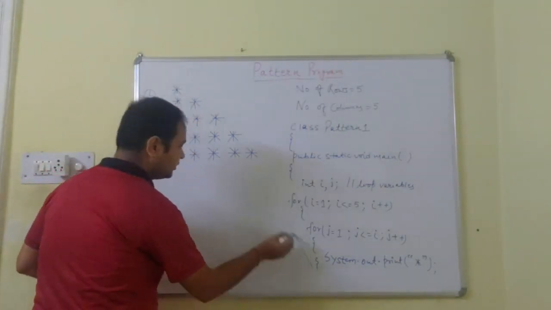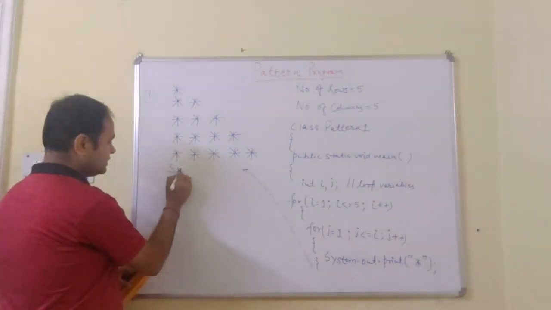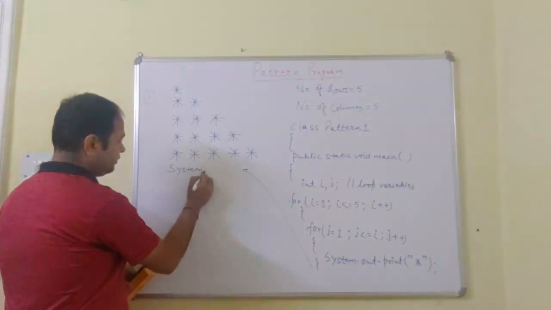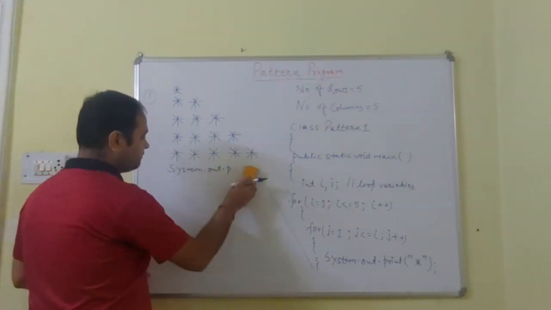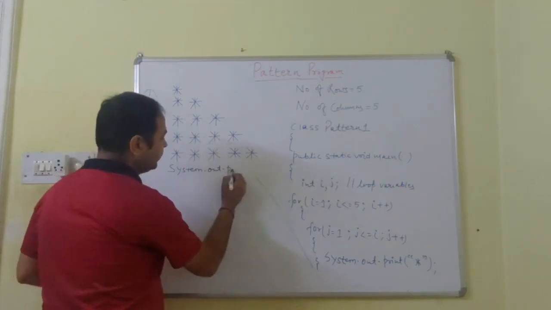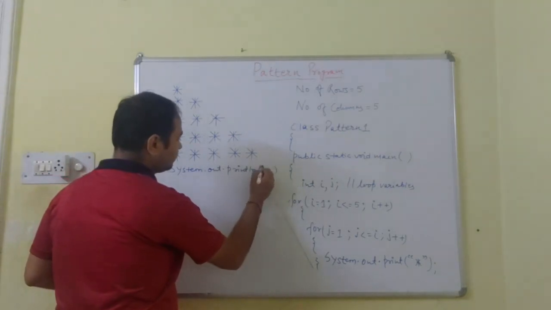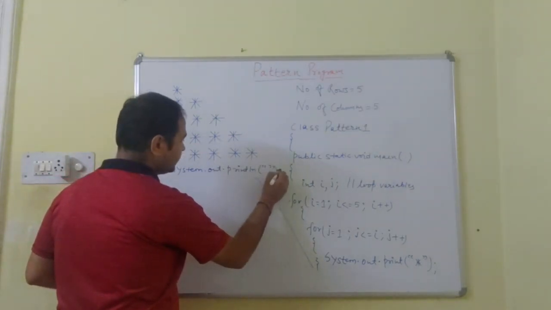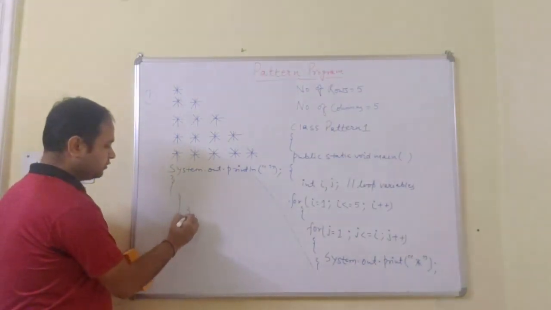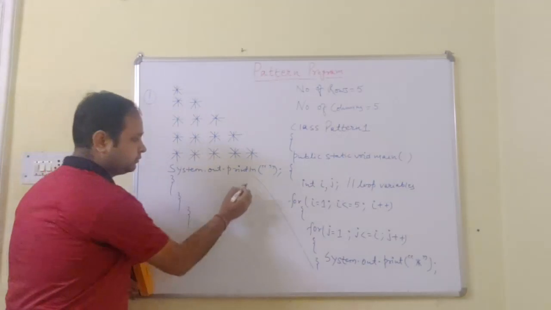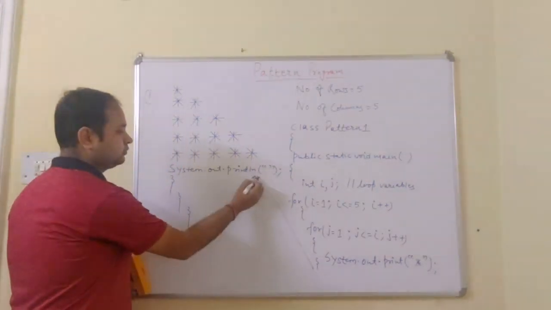Thereafter I will write, I'm just writing this side, you can see here, System.out.println, a blank line, then close the outer loop, close the main method, close the class. Okay. You can come down from here to here.